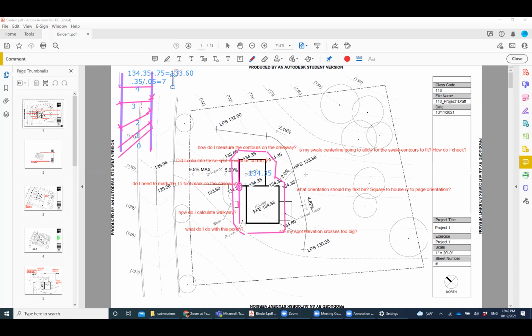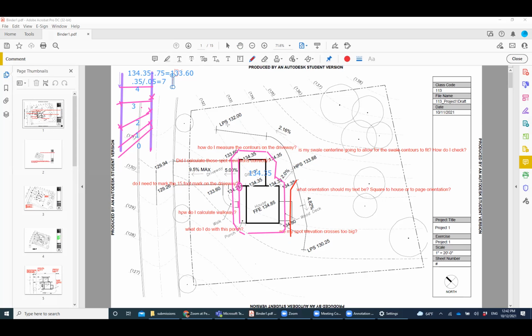And then your next one is 133.85. You want to make sure the next contour is at least 4 feet away, which actually should be okay. Now, where is 133?